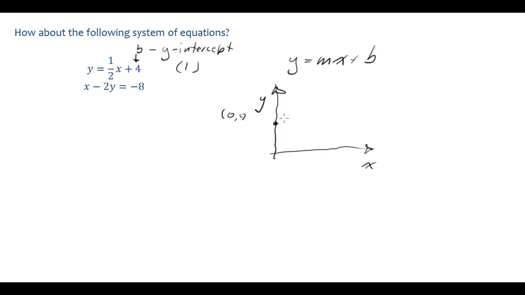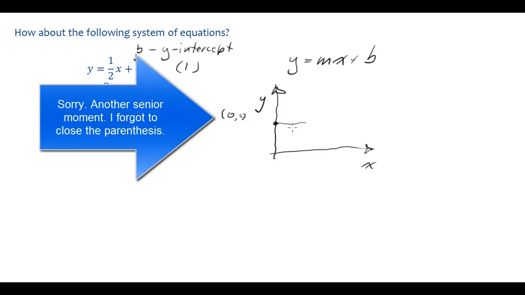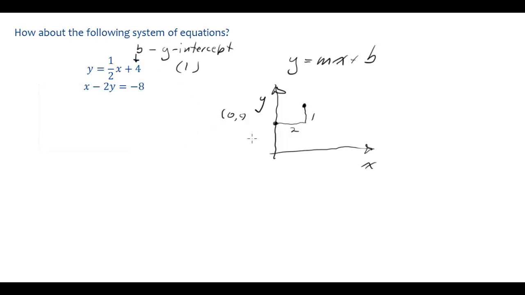And the slope is going to be a half, so that means for every 2 we go over, we're going to go up about 1. That gives us our second point, and we connect the dots, and we're going to get something that looks like this.